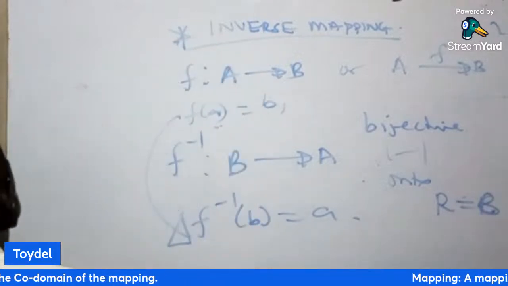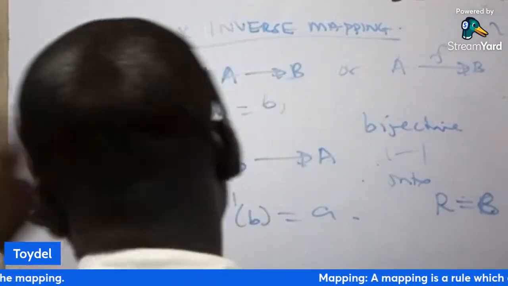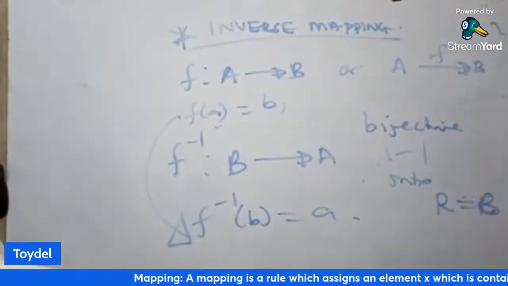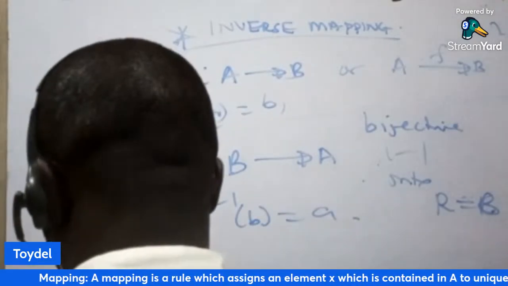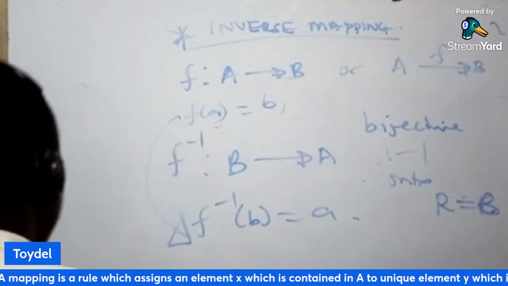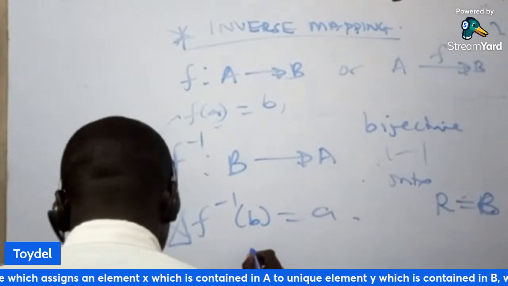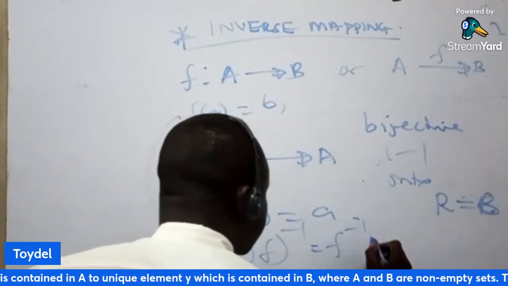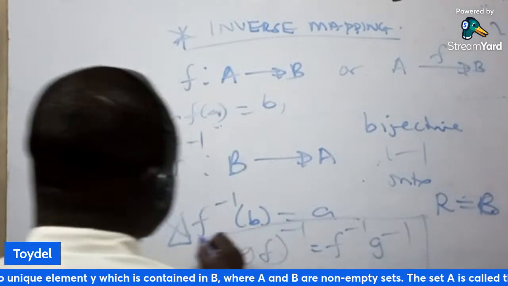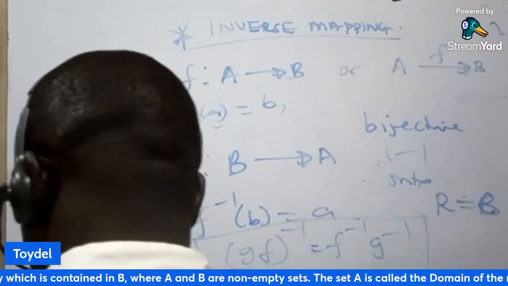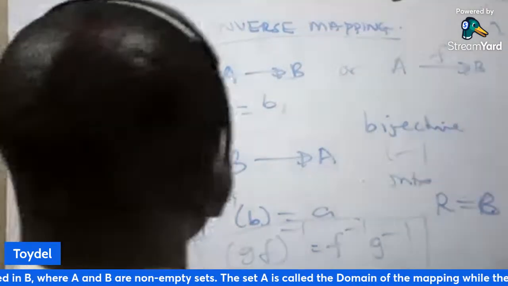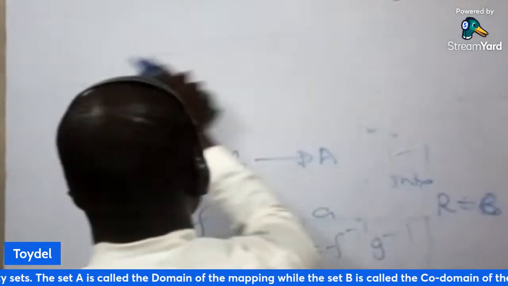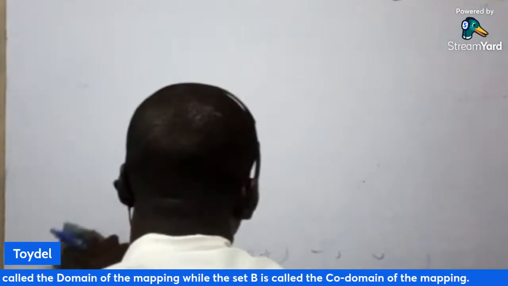Then, when we have a composite mapping, we should note that if F and G are both onto and 1-to-1, then G of F is also onto and 1-to-1. That is, G of F all inverse is the same thing as F inverse G inverse. So let's take note of that also. For us to be able to have an inverse mapping, that mapping must be bijective. It must be both onto and 1-to-1.